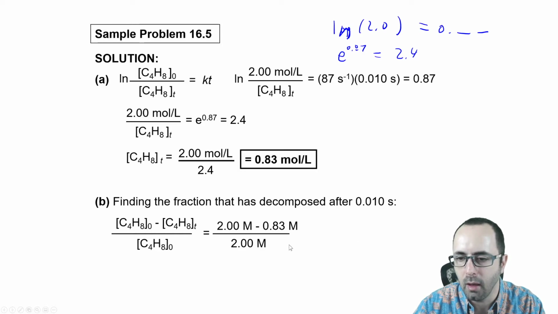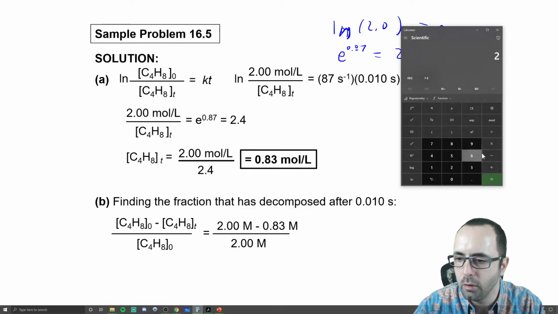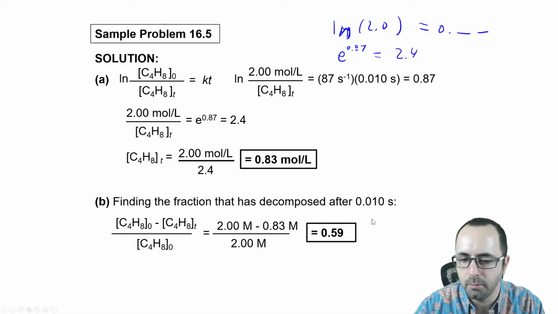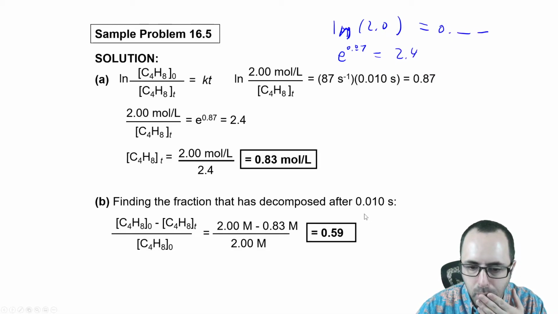And that's the fraction that decomposed. And so if we calculate that, 2 minus 0.83, divided by 2, we get 0.585, 0.59. Okay.